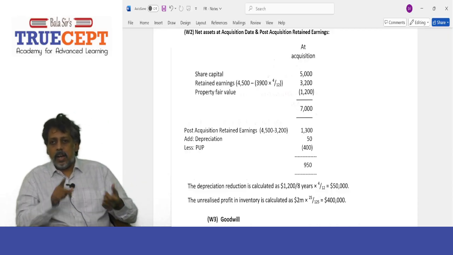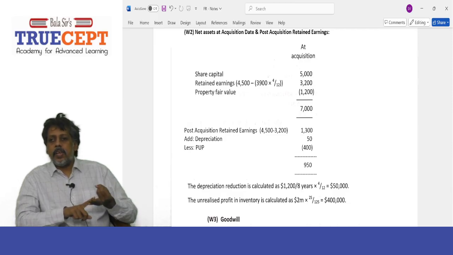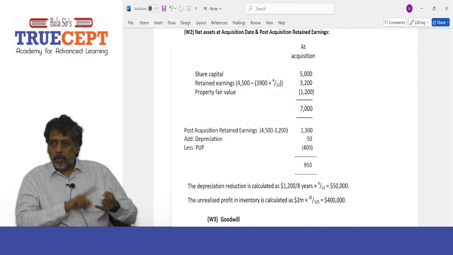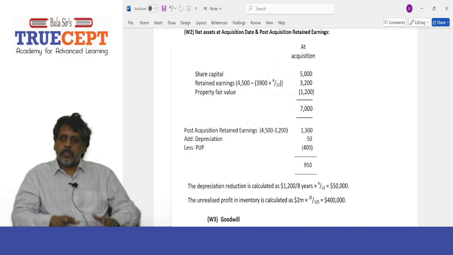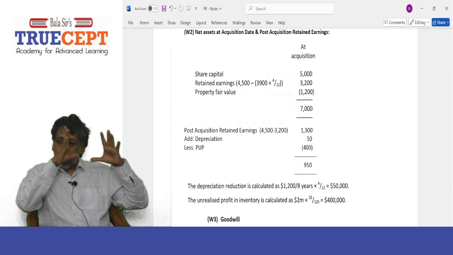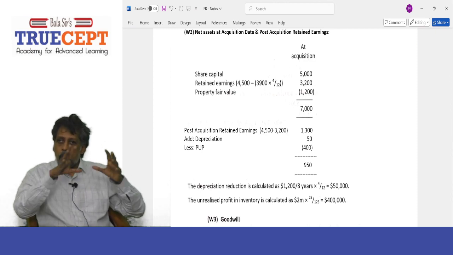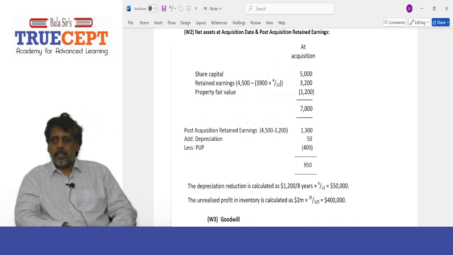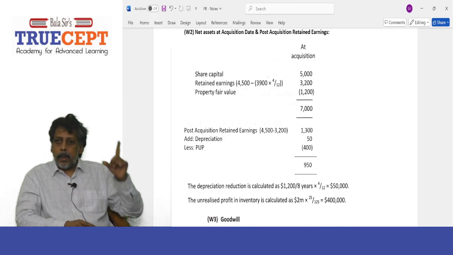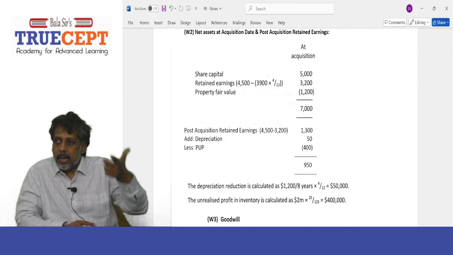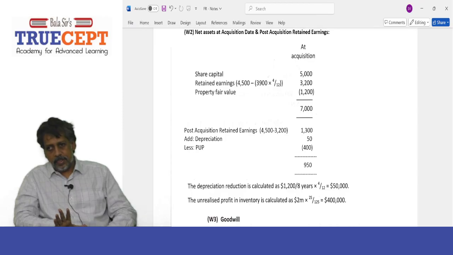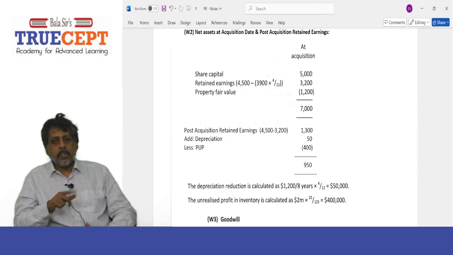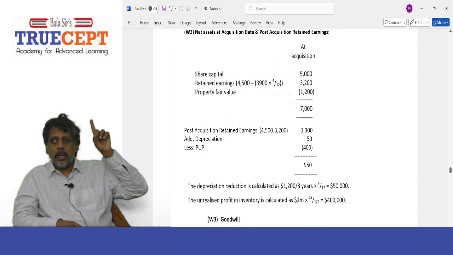So 1,300 add 50 minus 400. 950. That is the right amount of post acquisition profit. Retained earnings. That is your post acquisition retained earnings, or the profits made by the subsidiary company. Got it? Yes, sir. 950,000. Of this 950,000, 20% belongs to you people and 80% belongs to my people. My people means the holding company shareholders, right? Yes, sir.